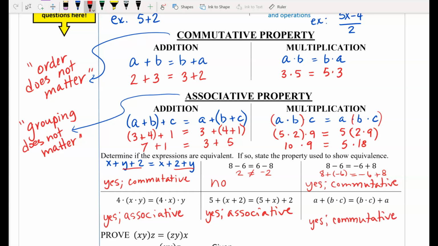Be careful on this last example. Notice that we do have a group, but the group does not change. The grouping is b times c on both sides of the equation. So what really changed here was the order of the terms. A plus the group is equal to the group plus a. So we change the order of addition. That means it's commutative property.